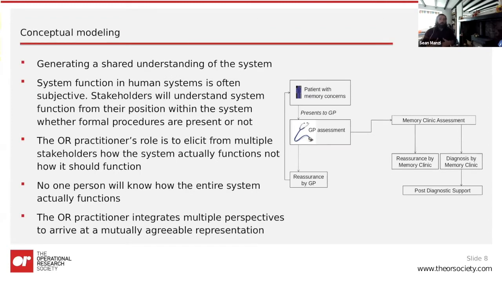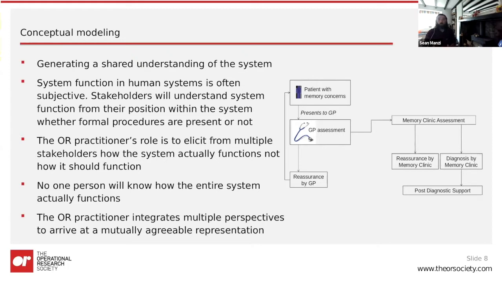So once we manage to understand what the problem is, we move on to conceptual modelling, and it's about generating a shared understanding of the system. System function in human systems is often subjective. It comes from the person's perspective within that system. And stakeholders will only understand the function of the system from their position within the system.